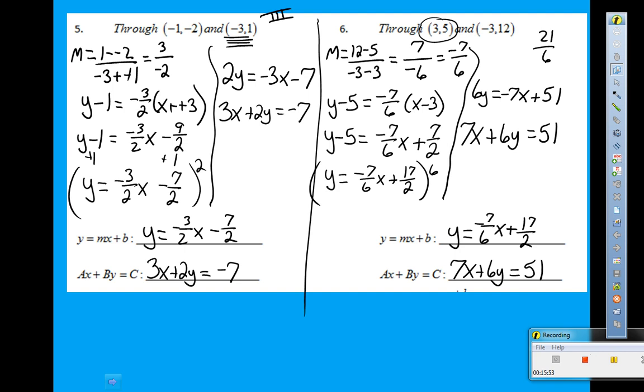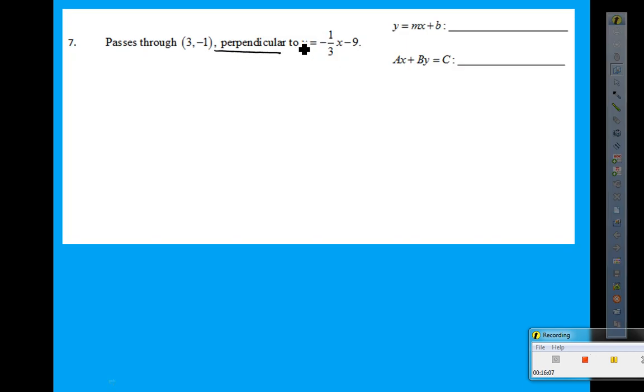We would like to go through the point 3, negative 1 and be perpendicular to the line y equal negative 1/3 x minus 9. Remember, on perpendicular, I need to be using opposite reciprocal. So this slope is negative 1/3. I need to use a slope of positive 3 because that's the opposite reciprocal of negative 1/3. If it said parallel, I would have used negative 1/3. Now let's go do this.